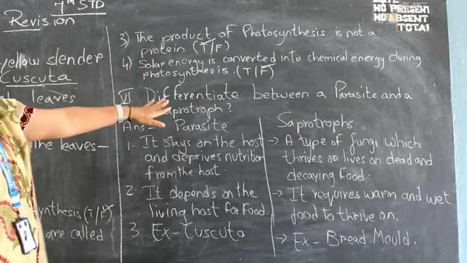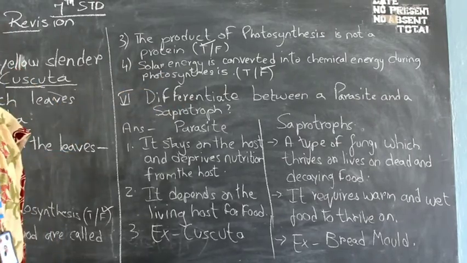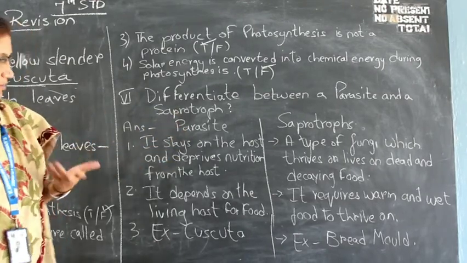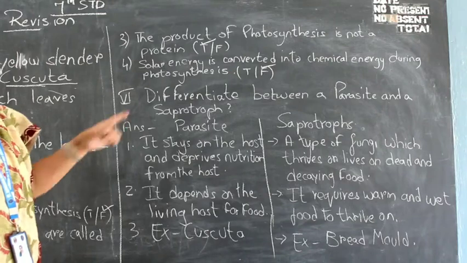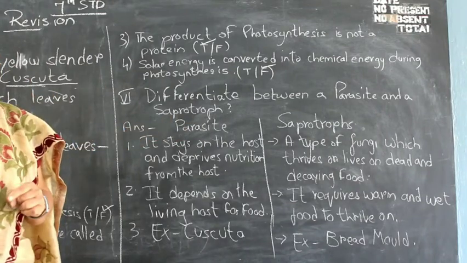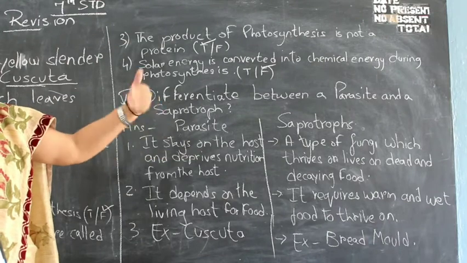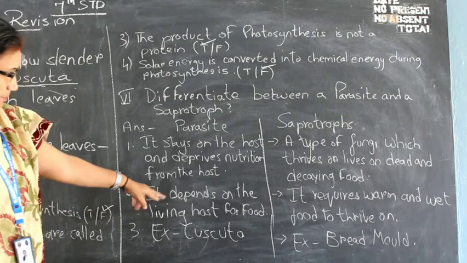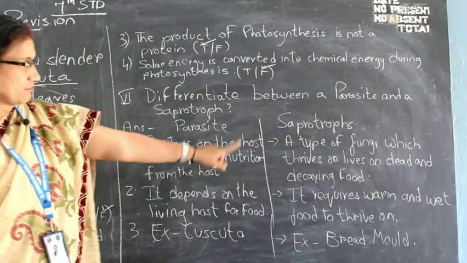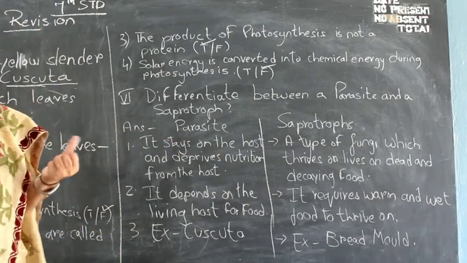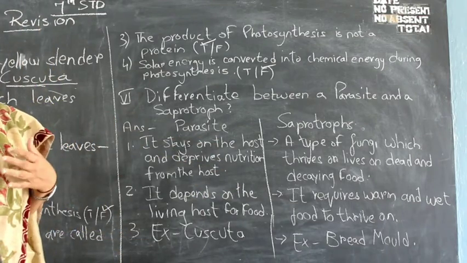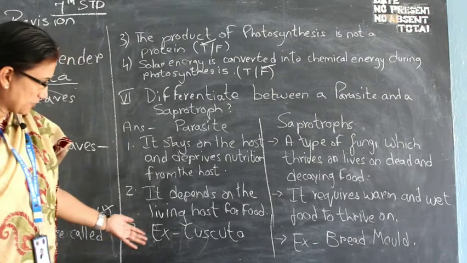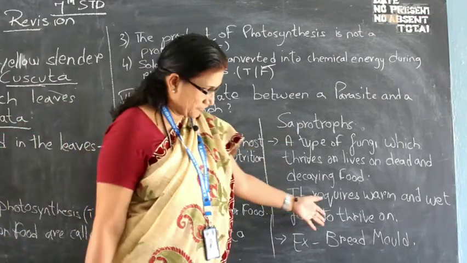Then the sixth main is differentiate between a parasite and a saprotroph. I had already explained to you, a parasite stays on the host and gets the nutrition from the living host, from the body of the host. Saprotrophs live on dead and decaying food, and they get food from the dead matter. A parasite depends on the living host for food, and saprotrophs require warm and wet food. When the food gets spoiled or decayed only, they'll be able to live on it. The example for a parasite is Cuscuta, and for a saprotroph, bread mold.